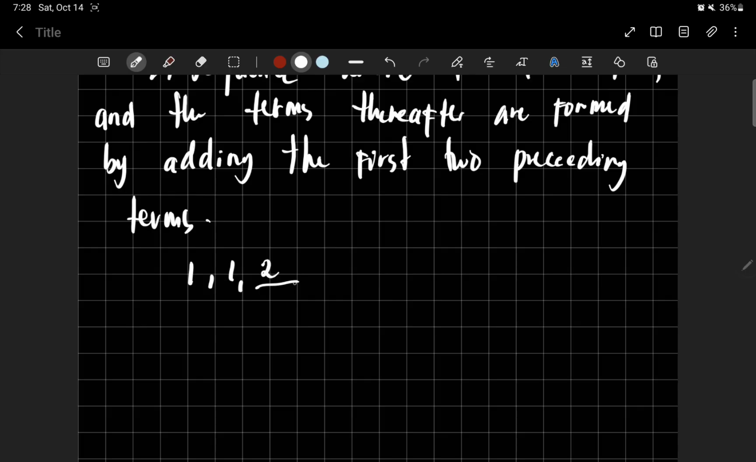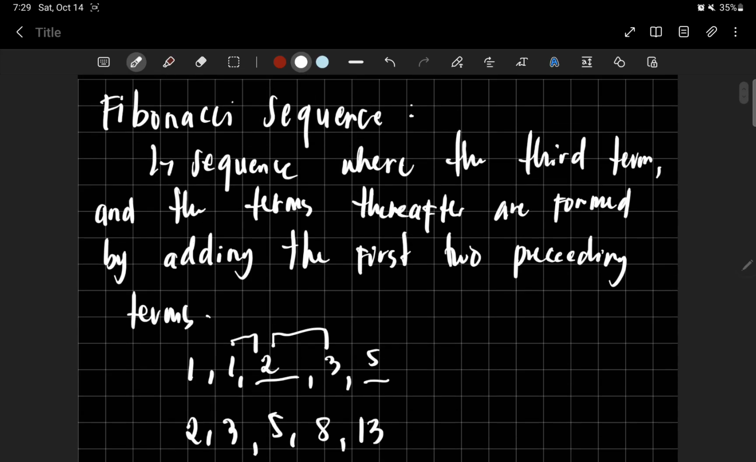So you now have 1, 1, 2, and the next term thereafter will be 3. So inadd lang natin si 1 and 2. So para makuha yung susunod na term, you just have to add 2 and 3, and that is 5. Okay, so if you begin with 2, 3, the next term will be 5, the next term will be 8, and the next term will be 13. So that is just a basic concept of a Fibonacci sequence.